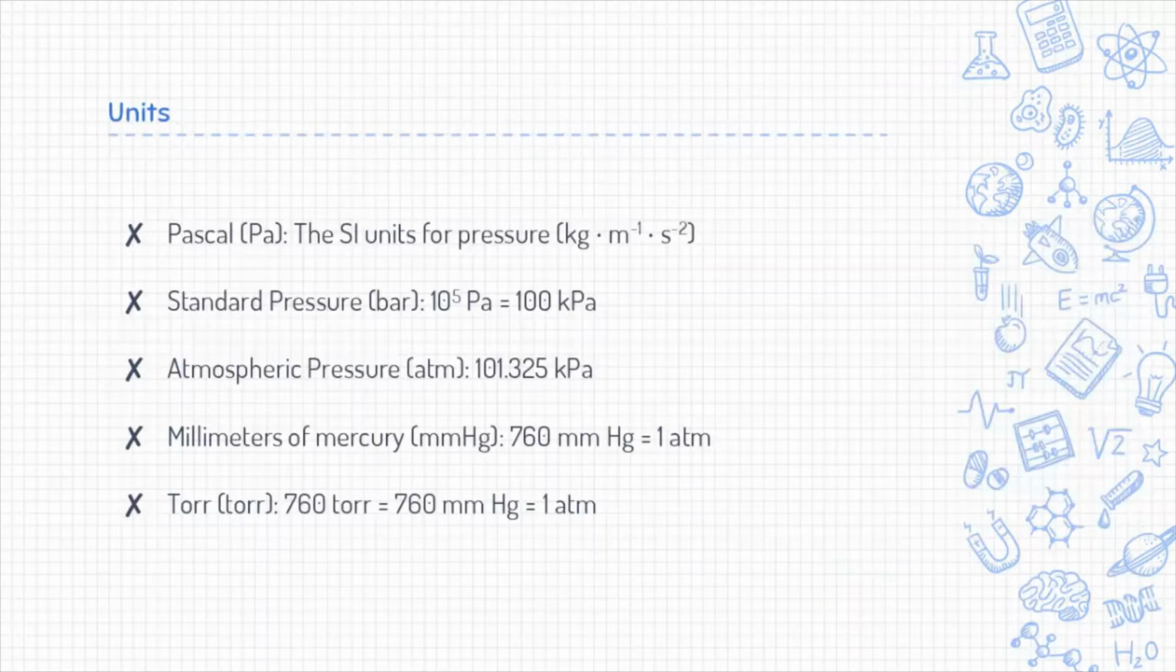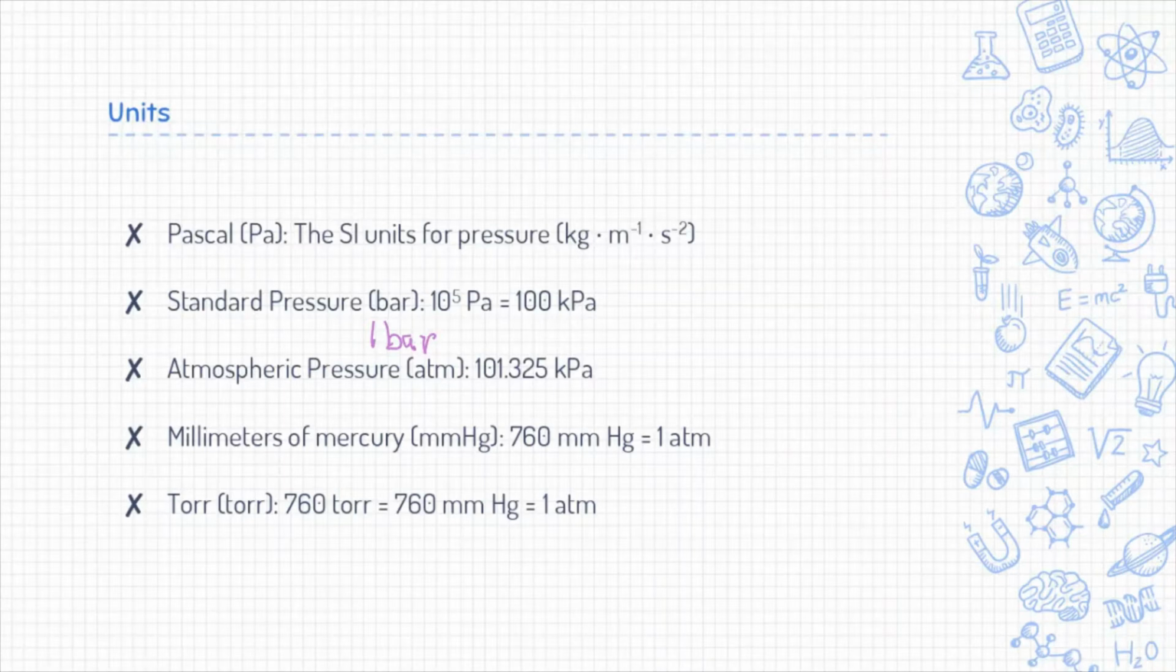I have no idea why, but chemists like to use a ton of units for measuring gas pressure. There's pascal, standard pressure, atmospheric pressure, millimeters of mercury, torr. Honestly, my favorite is atmospheric pressure, but I'll just briefly go over these. Pascal is the SI unit for pressure. I don't think you have to know that, but you should know that standard pressure, or 1 bar, is equal to 10 to the 5th pascals, or 100 kilopascals.